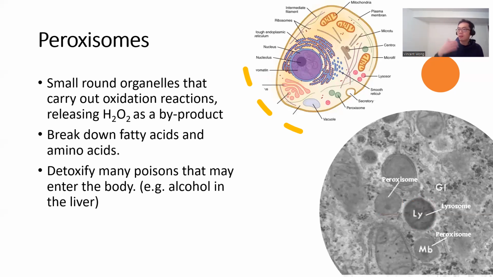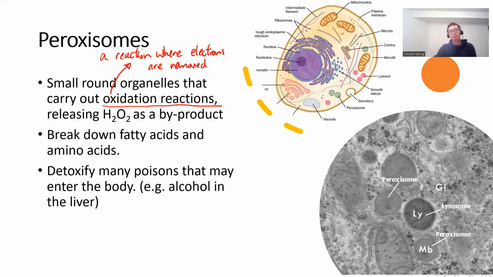But peroxisome is not part of the endomembrane system. They did not come from the vesicles. These are created in some other ways. And the key thing is they carry out oxidation reactions. An oxidation reaction is a reaction where electrons are removed. So when you remove electrons from a molecule, you will help break it down.